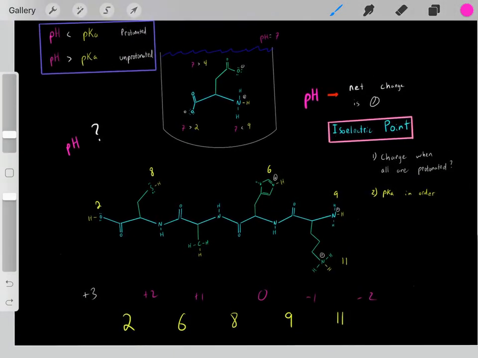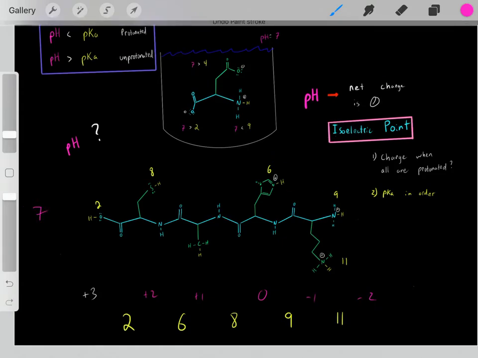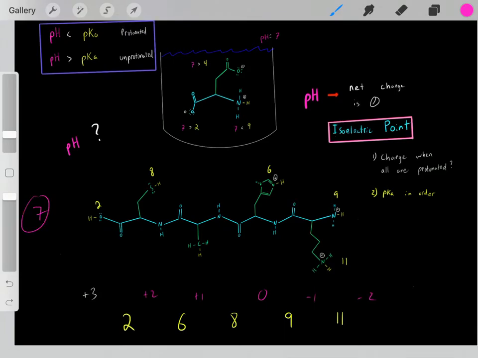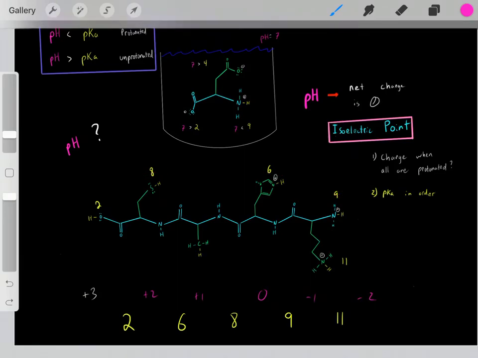But let's do another example. Let's say we have a pH of maybe 7. If we have a pH of 7, what's the net charge? Well, we see a pH of 7 will fall under this range, so the net charge will be positive 1. So at a pH of 7, the net charge will be positive 1. And we see at a pH of 8.5, the net charge will be 0. So that's the isoelectric point, around 8.5. That's the pH that will render this polypeptide neutrally charged.